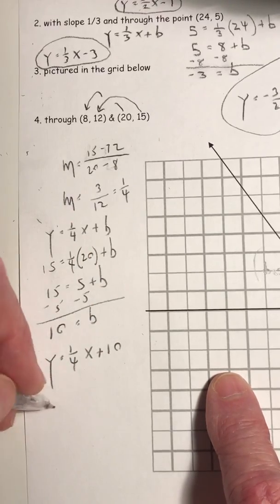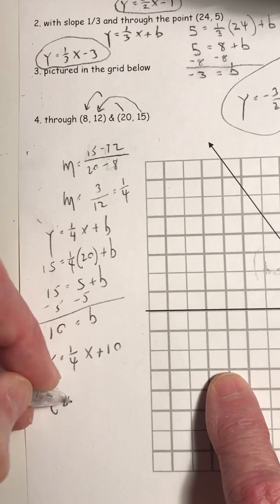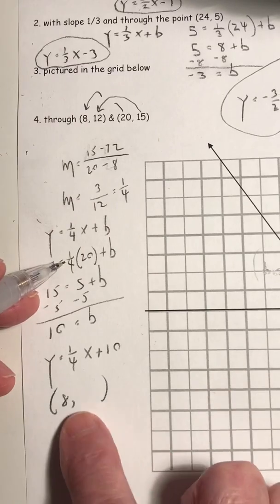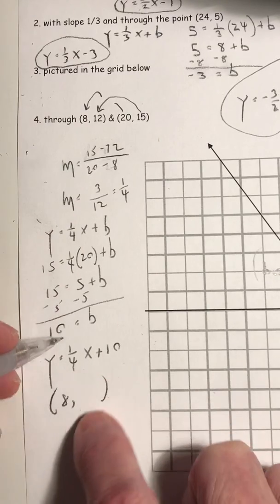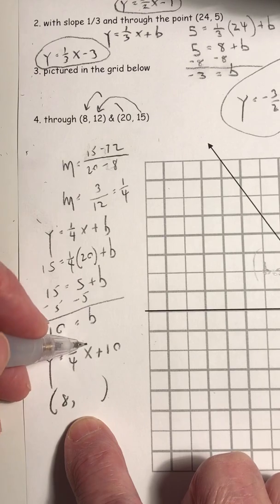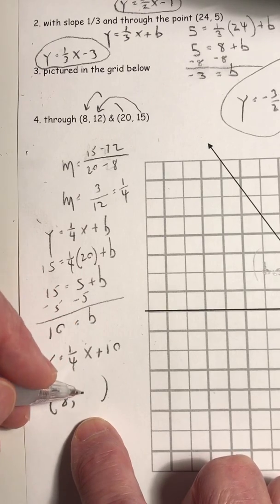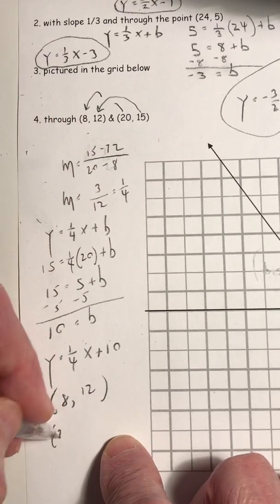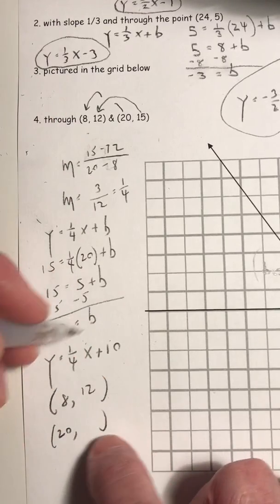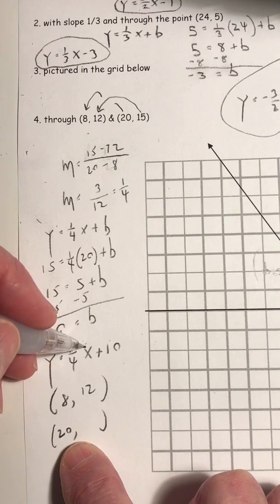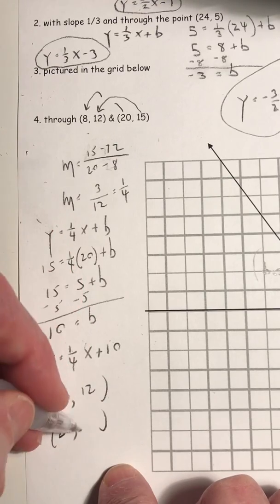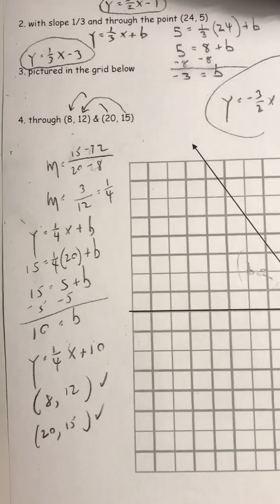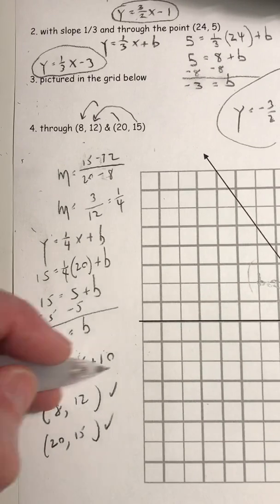And if I want to see if that works for sure, the point (8, 12), does that work here? What's 1/4 of 8? 1/4 of 8 would be 2. 2 plus 10 is 12. See, it's coming out as it should. And when we use a 20, do we really get a 15? 1/4 of 20 would be 5. 5 plus 10, 15. Both of these come out true, so this is the correct answer.